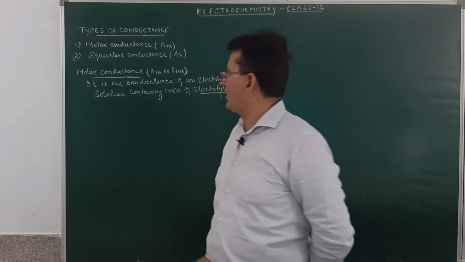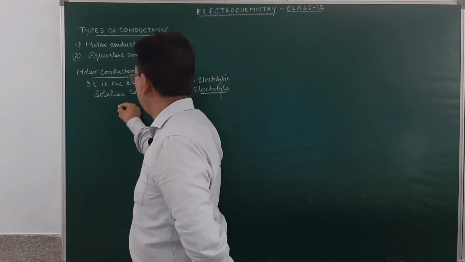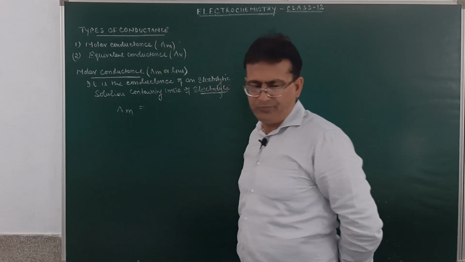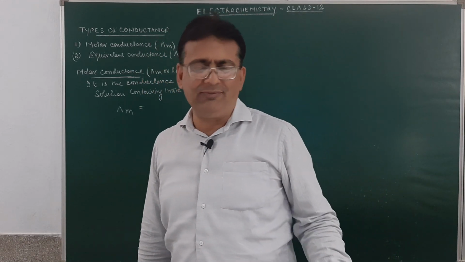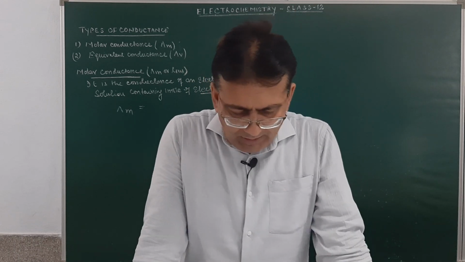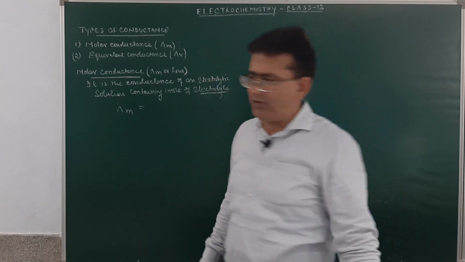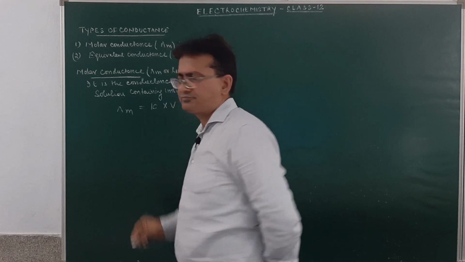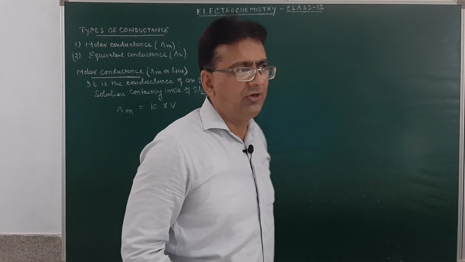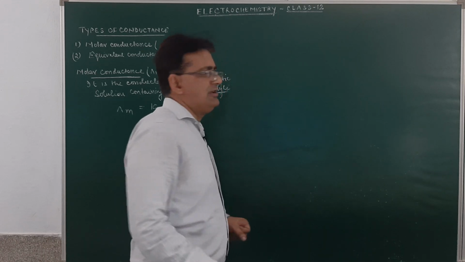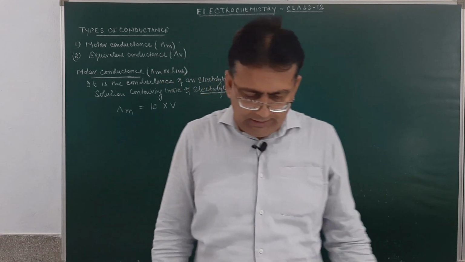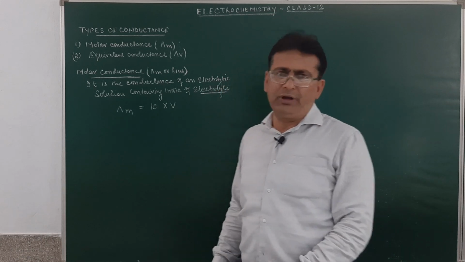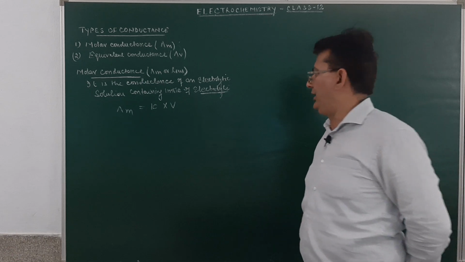What does it mean? Molar conductance. Always remember, student, molar conductivity or molar conductance will be equal to the specific conductance of the solution multiplied by the dilution. Fine. So, this will be equal to kappa into V. What is kappa? This is specific conductance or conductivity. What is V? V is the volume of the electrolytic solution containing 1 mole of an electrolyte.